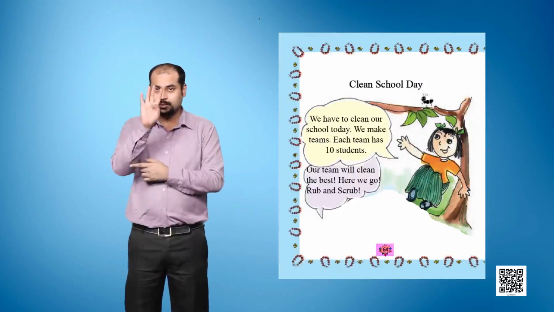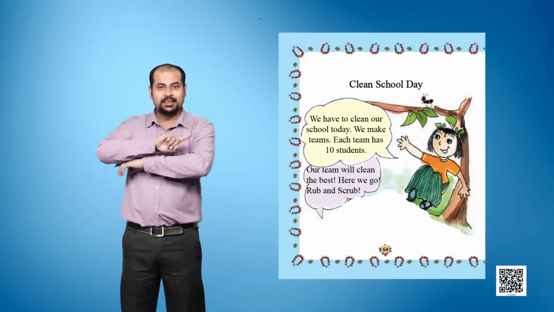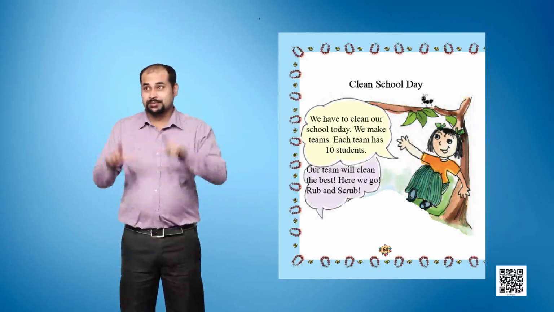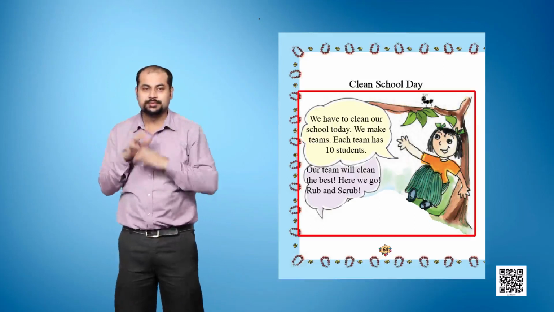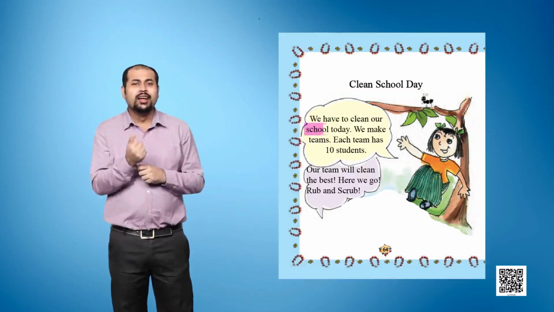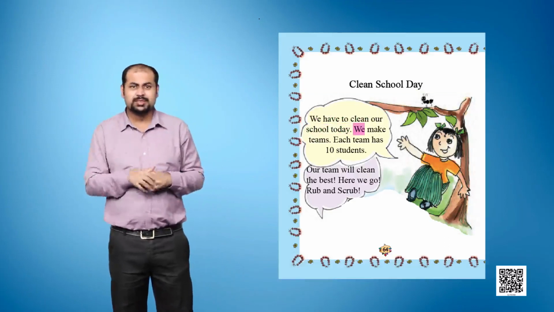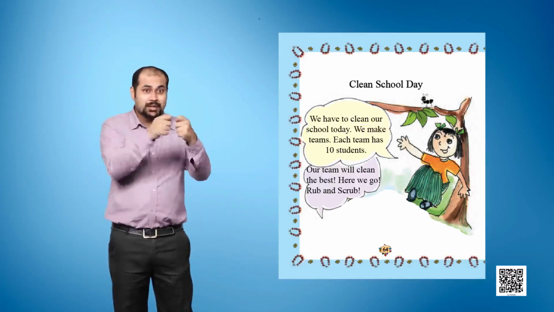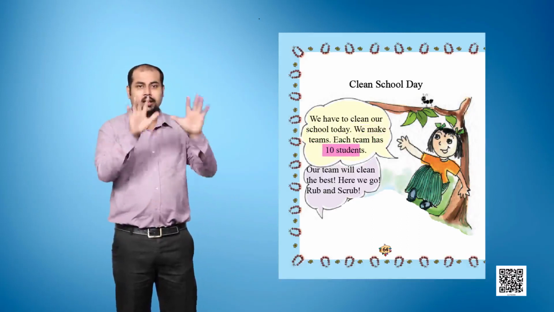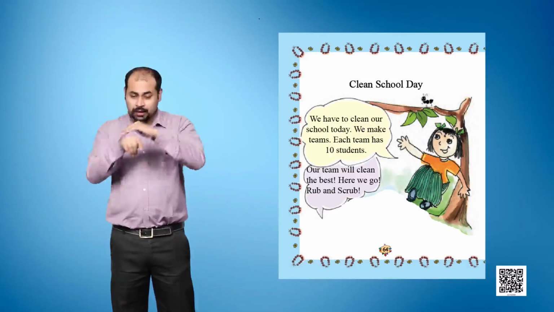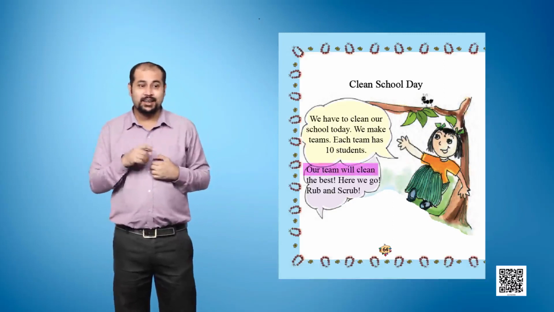Page number 64. Clean school day. The picture shows a girl sitting under the tree and saying, "We have to clean our school today. We make teams. Each team has 10 students." Other student says excitedly, "Our team will clean the best."